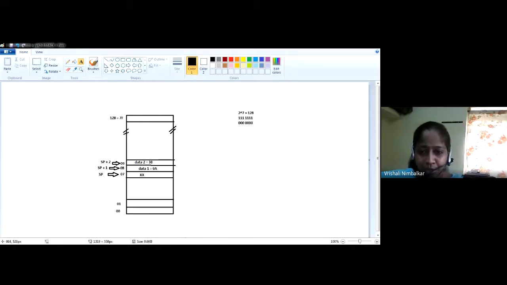Now, one more question I want to ask you all. What is the difference between stack memory and the general purpose read-write memory? Both are read-write memories. We use push and pop, whereas in general purpose we use move. Strong difference point: stack memory is of sequential access, whereas general purpose read-write memory is random access.